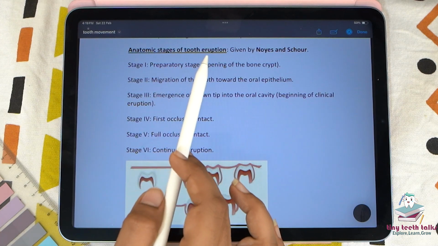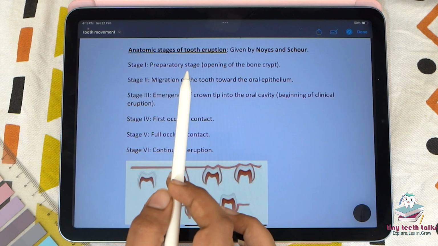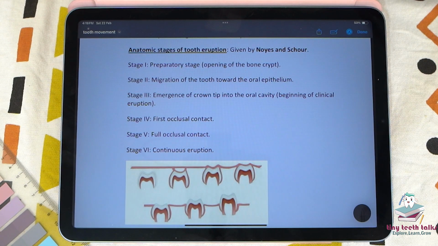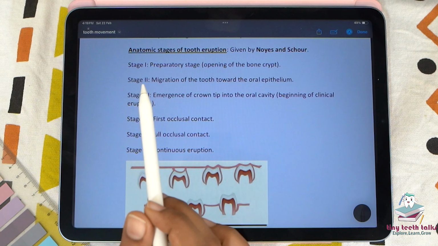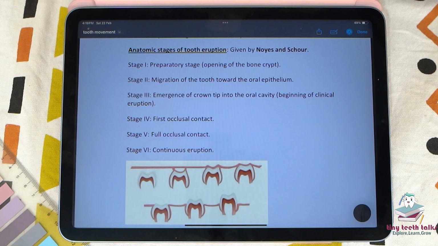So, anatomic stages of tooth eruption given by Noyes and Schour. Stage 1 is the preparatory stage, which is the opening of the bony crypt. The eruptive phase begins with the formation of a space in the bone where the tooth will develop. Stage 2, migration of the tooth towards the oral epithelium. The tooth moves through the bone towards the oral epithelium, and the migration is facilitated by bone remodeling and the activity of the periodontal ligament. Bone remodeling is a continuous process where old bone tissue is replaced by new bone tissue.